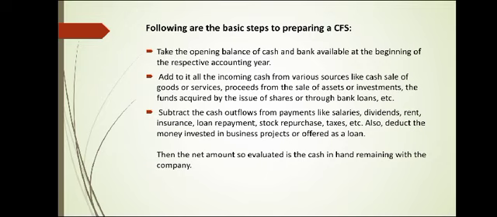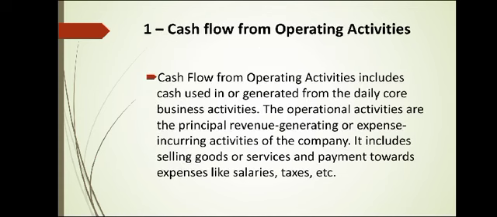Okay. For preparing cash flow statement, we have to understand three categories of activities. The first category is cash flow from operating activities. It includes cash used or generated from the daily core business activities. The operational activities are the principal revenue generating or expense incurring activities of the company. It includes selling goods or services and payment towards expenses like salaries, taxes, etc.